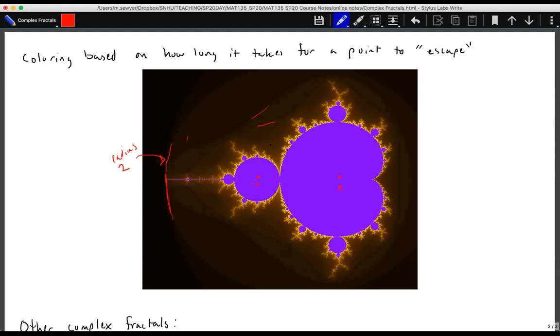So let me erase those particular lines. The brighter the color is, the longer it has taken for those points to escape. And so this is a way of visually representing what's going on with the set. So darker colors in this particular coloring indicate that the points have escaped faster, and the very brilliant yellow colors indicate that the points have stayed. It's taken a long time for those points to escape from the Mandelbrot set.